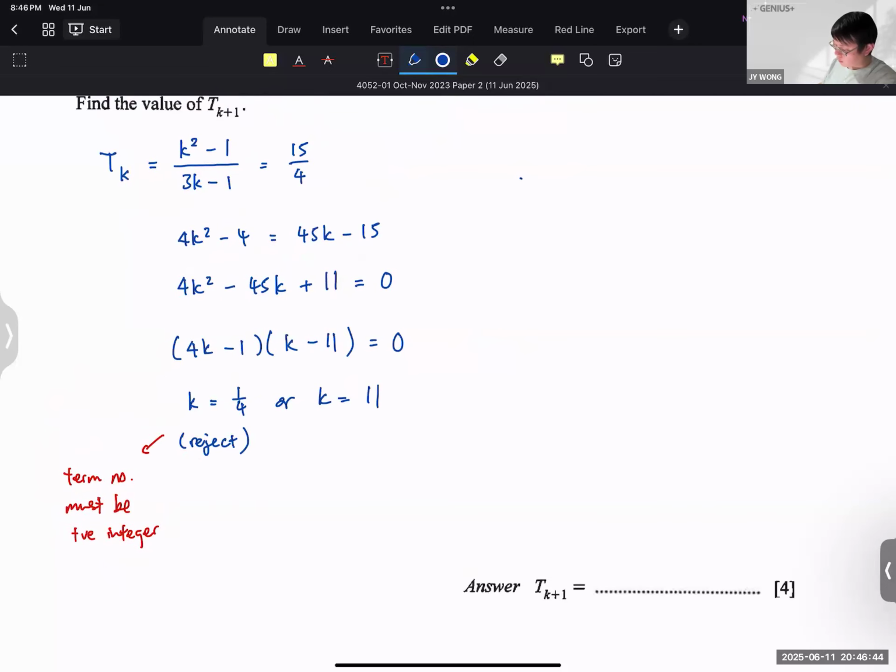And therefore, what they want is t of k plus 1, which is kind of weird, which is equal to T12, which is equal to 12 squared minus 1 over 3 times 12 minus 1, which gives you 143 over 35. What a weird question at the end.